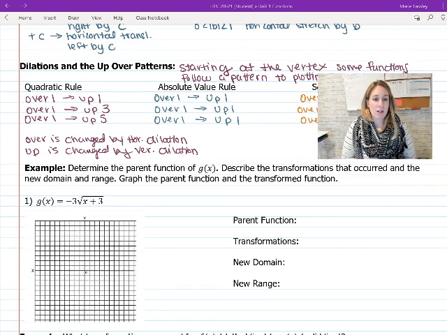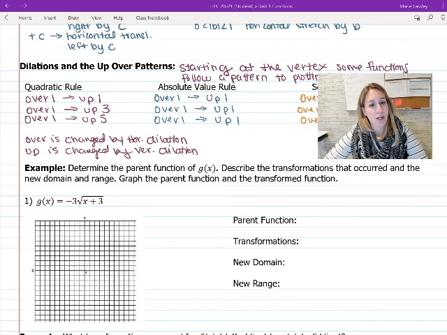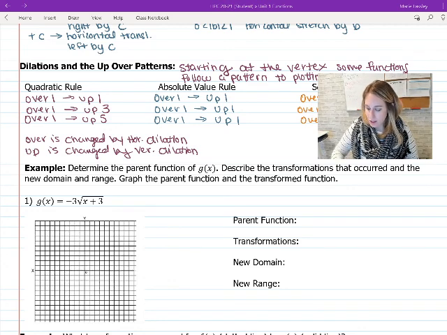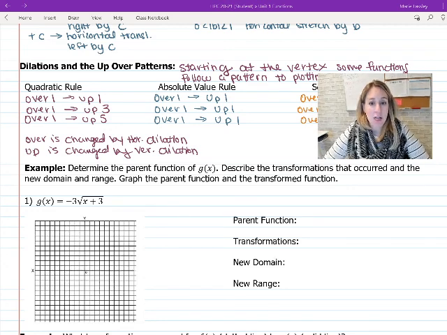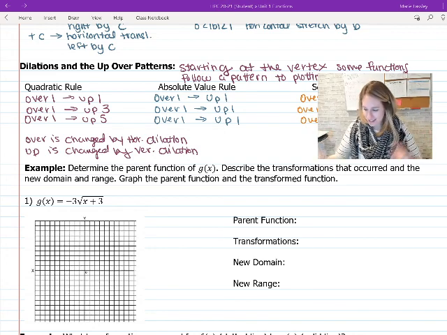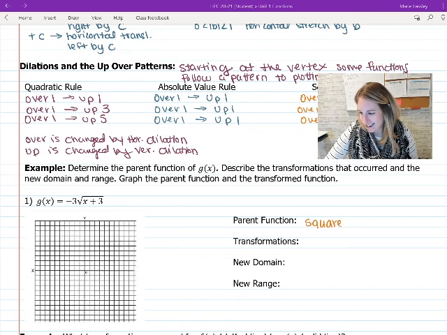Okay, so this says determine the parent function of g of x, describe the transformations that occurred and the new domain and range, graph the parent function and the transformed function. So look at all this stuff we have to do. First things first, what is the parent function of this thing right here? Well, there's a square root in there, so it's probably the square root function. Ding, ding, ding, you're correct. So the parent function is the square root function.